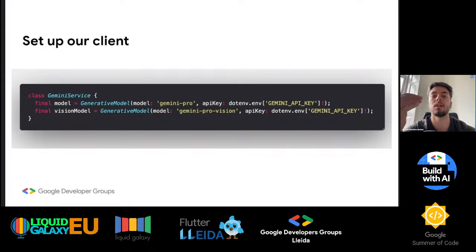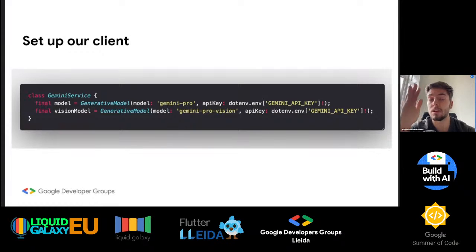Okay, so first of all, we are going to initialize our client. I already created services to wrap this code, but you can do whatever you want. So we're going to instantiate two models: a generative model for normal mode and one for vision. This is very important. We are going to see it in the next slide.